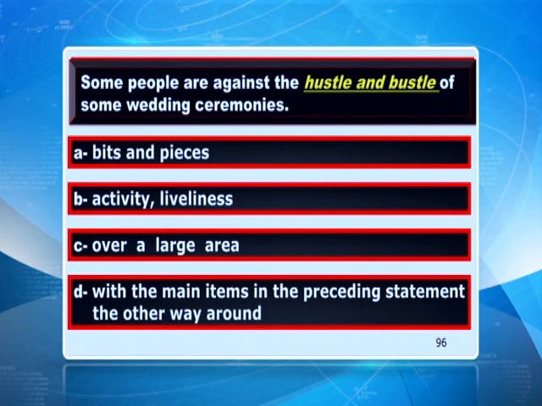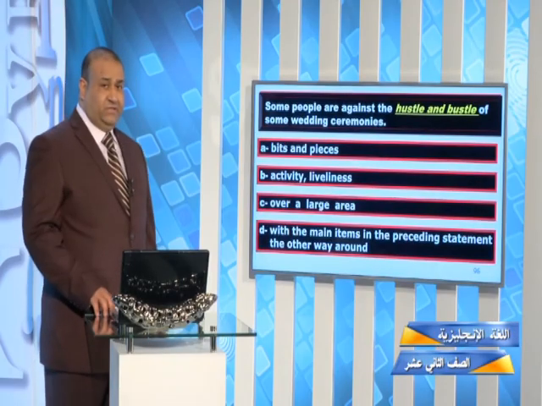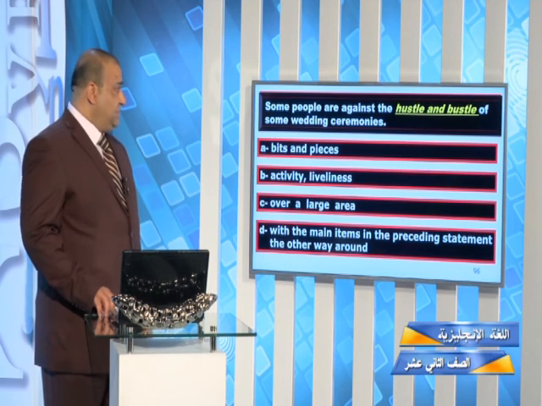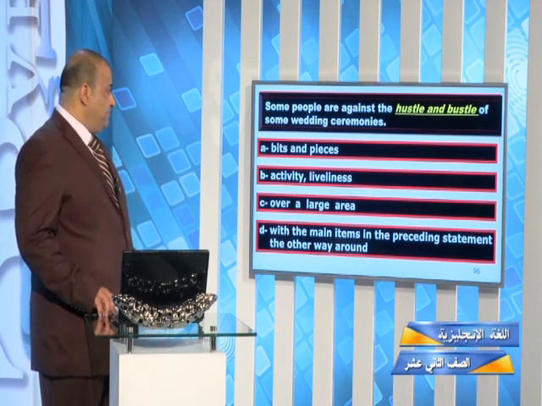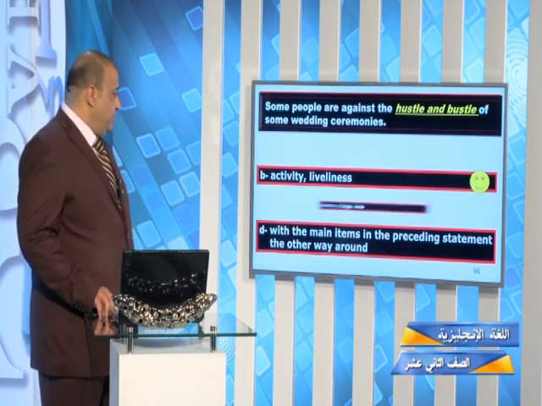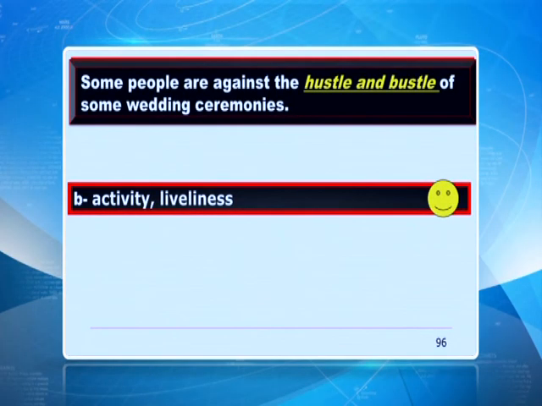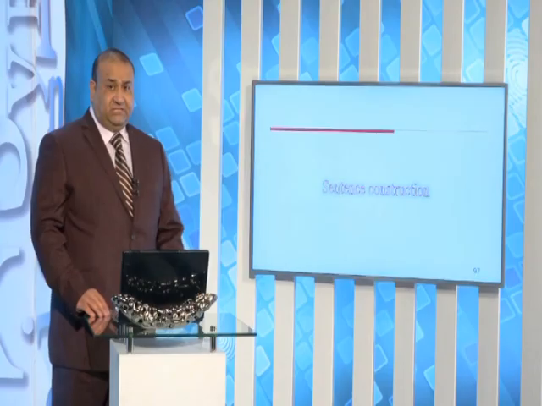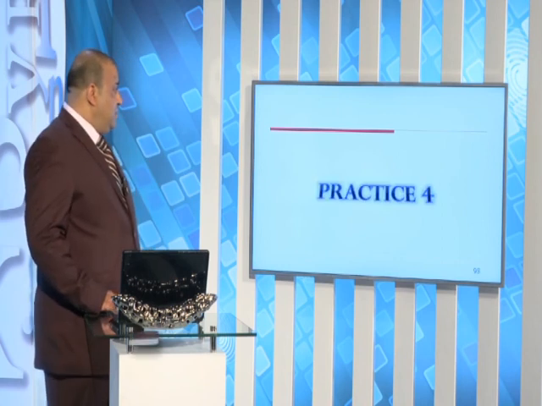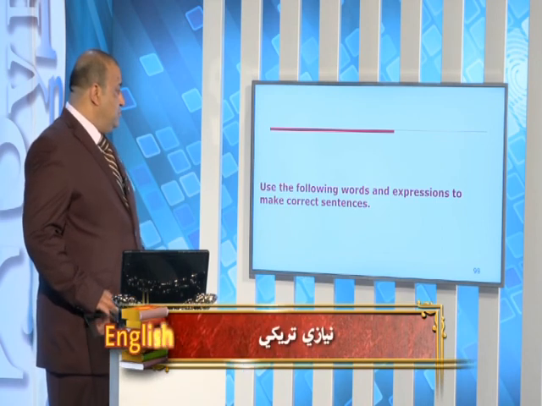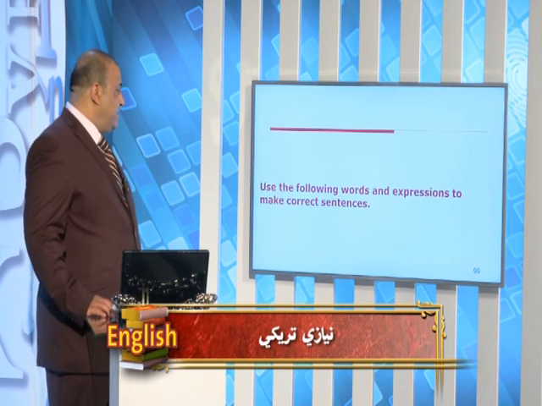The second sentence: some people are against the hustle and bustle of some wedding ceremonies. Hustle and bustle means what? Very good, activity and liveliness. Now, the last task is sentence construction. I'd like you to use the following words and expressions to make correct sentences.